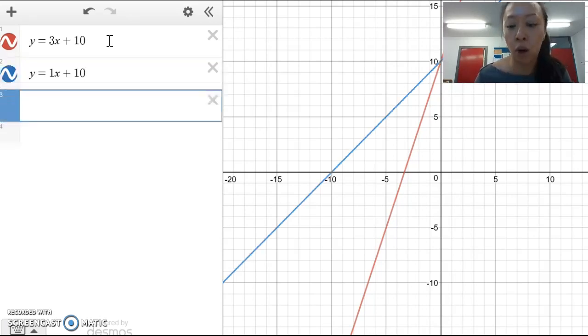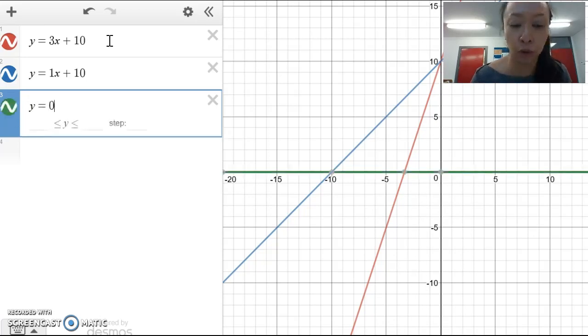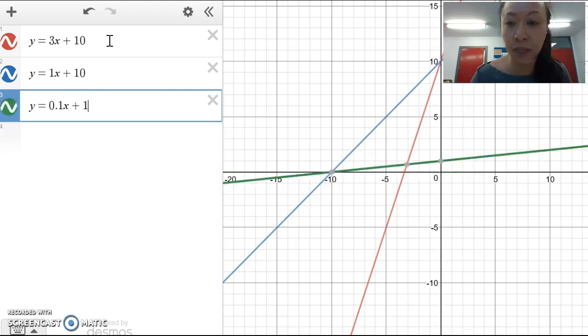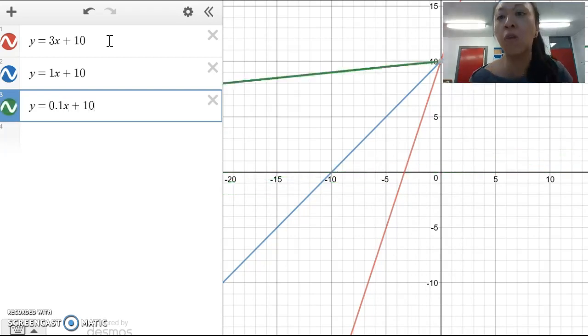So if I want to have another one that's even flatter, I can put y equals, let's say 0.1. 0.1 is smaller than 1. So 0.1x plus 10. Can you see that now it's a very gentle slope, but all of the slopes are going up because all the values next to the x are puff puff positive, it's positive.